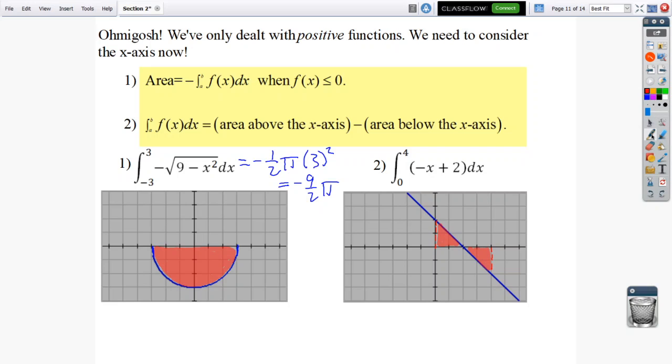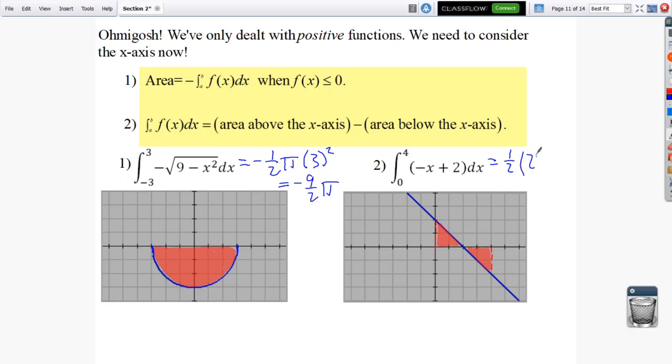So here, in order to find this, I need to take the area above the x-axis and subtract the area below the x-axis. So looking at this above the x-axis, I've got a triangle. My triangle has 1/2 base times height. Base is 2, height is 2. 1/2, 2 times 2, minus the area of the bottom triangle below the x-axis. Still going to be 1/2. Base is still 2, height is still 2. Well, looking at this, I don't even need to do any arithmetic here because I see these expressions are the same. I'm subtracting them. This is going to be a 0 integral.